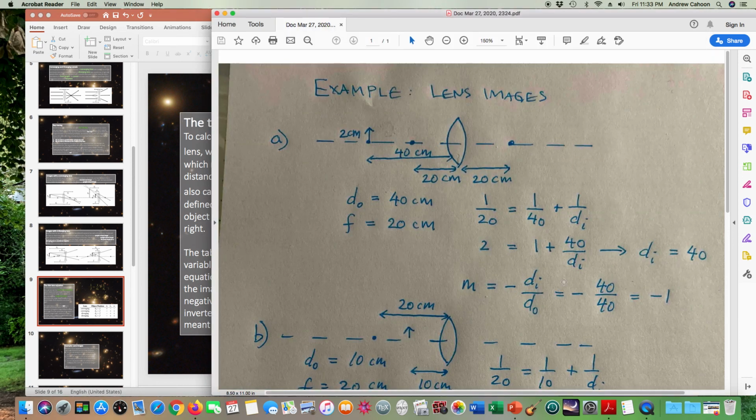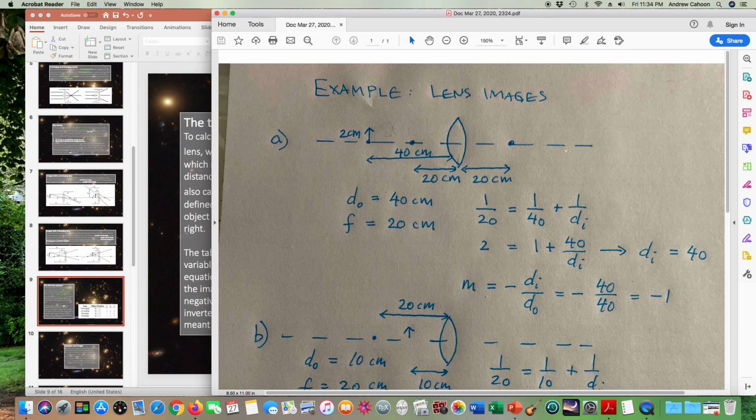So we end up with minus 40 over 40, which is minus 1. So we found a positive image distance of 40 and a negative magnification of minus 1. So it's inverted over here. It's 40 centimeters away, so it's just as far away as the object was, but on the opposite side, and it's upside down. So in this case, that's where it ends up.